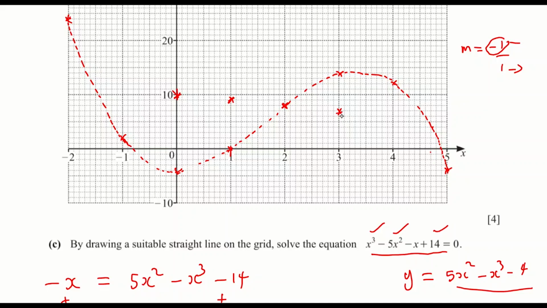So come down once, then you move forward once. It will be here. Come down once here and move forward once. It will be here. Okay, so I think I picked the wrong one. So come down once and move forward once. It will be here. Okay, so you can join these lines together.